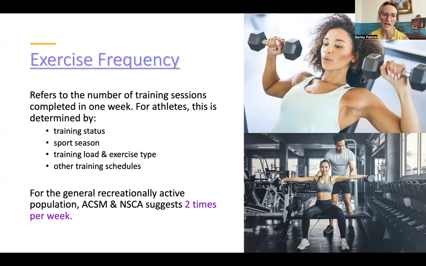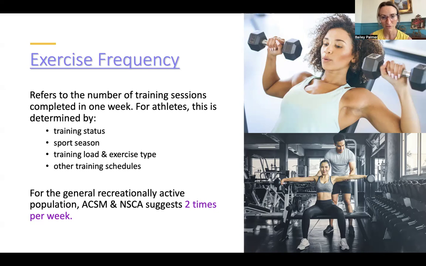And we usually say for just a novice person, 2 times per week. This is for a healthy adult. It can also be for an older adult, but just a healthy adult in general, about 2 times per week. And that's usually hitting full body. So full body session 2 times a week, or you can break it up and do split routines where we're doing upper body, lower, upper, lower.